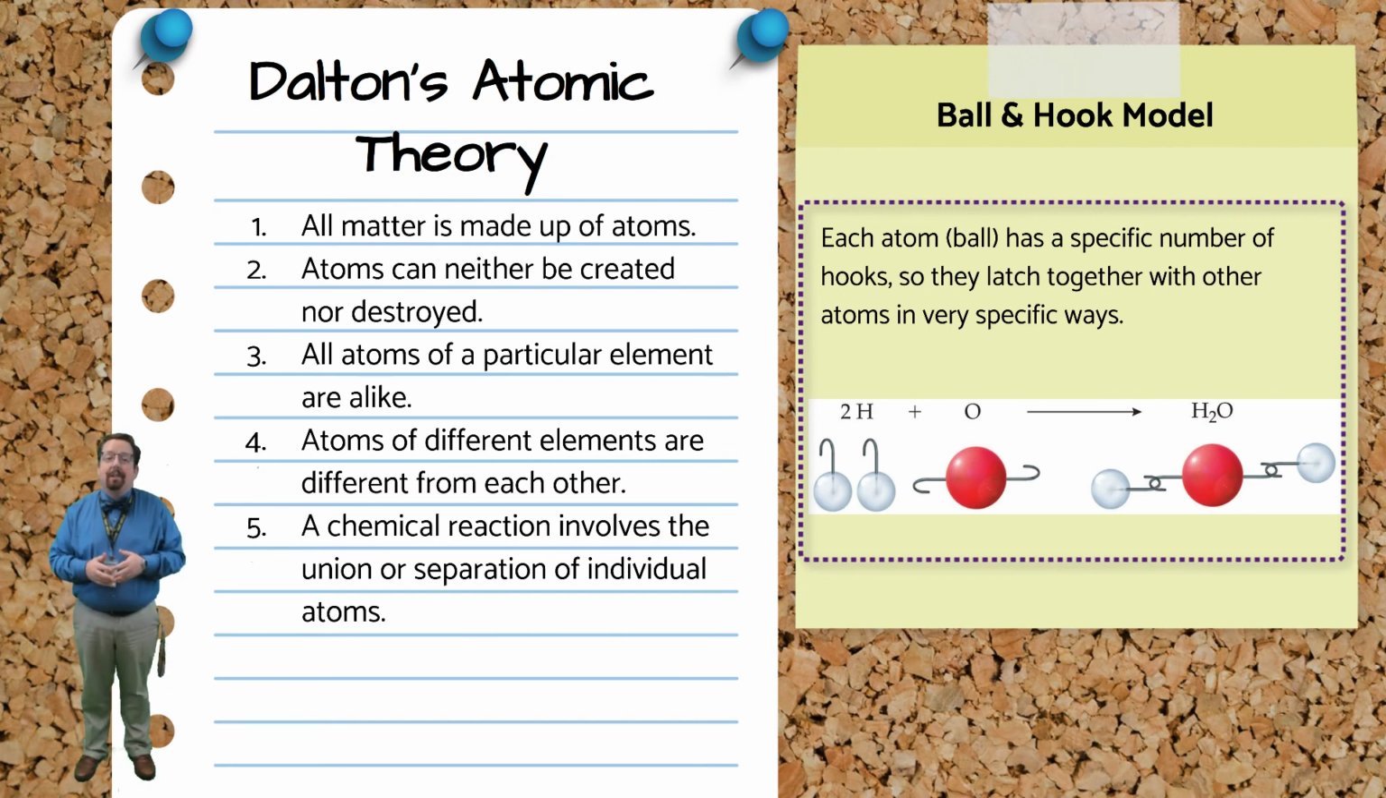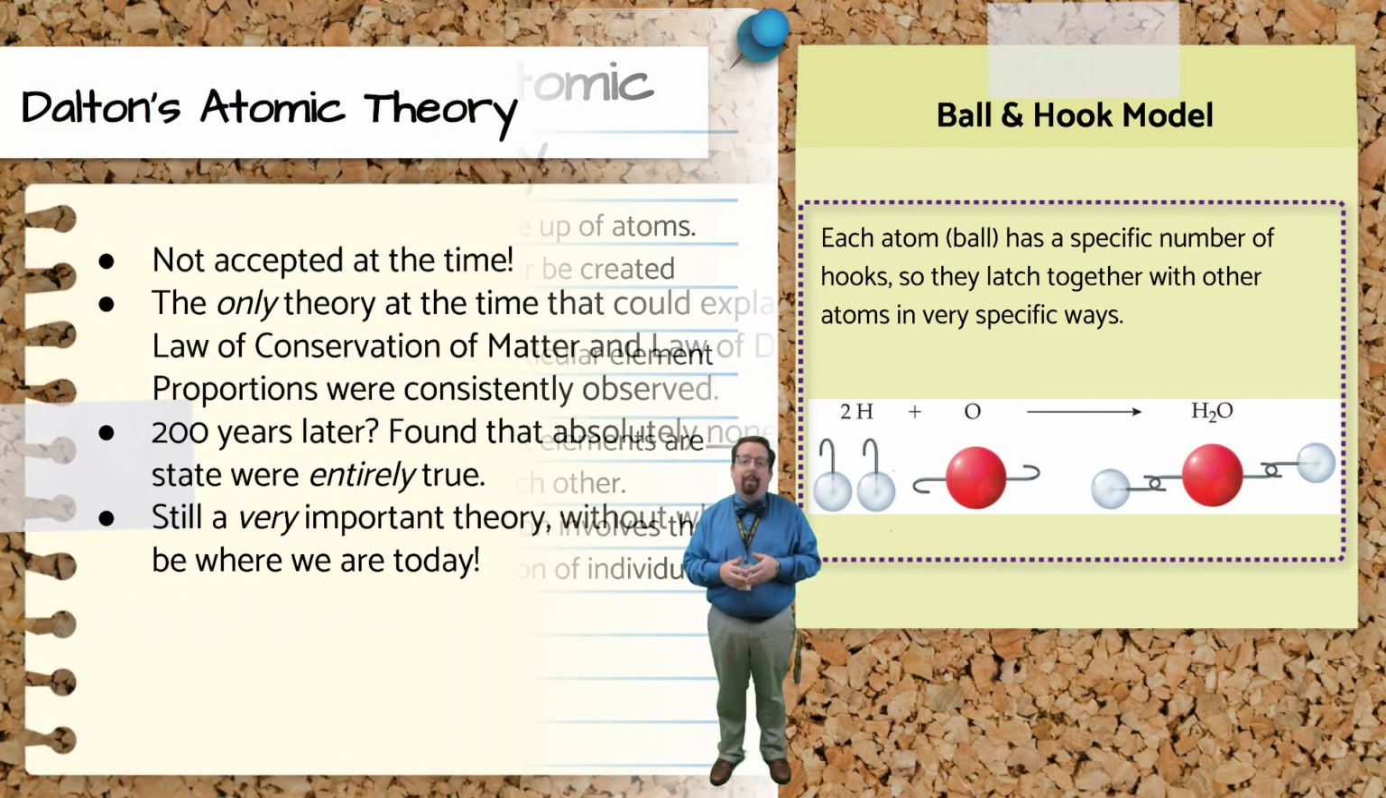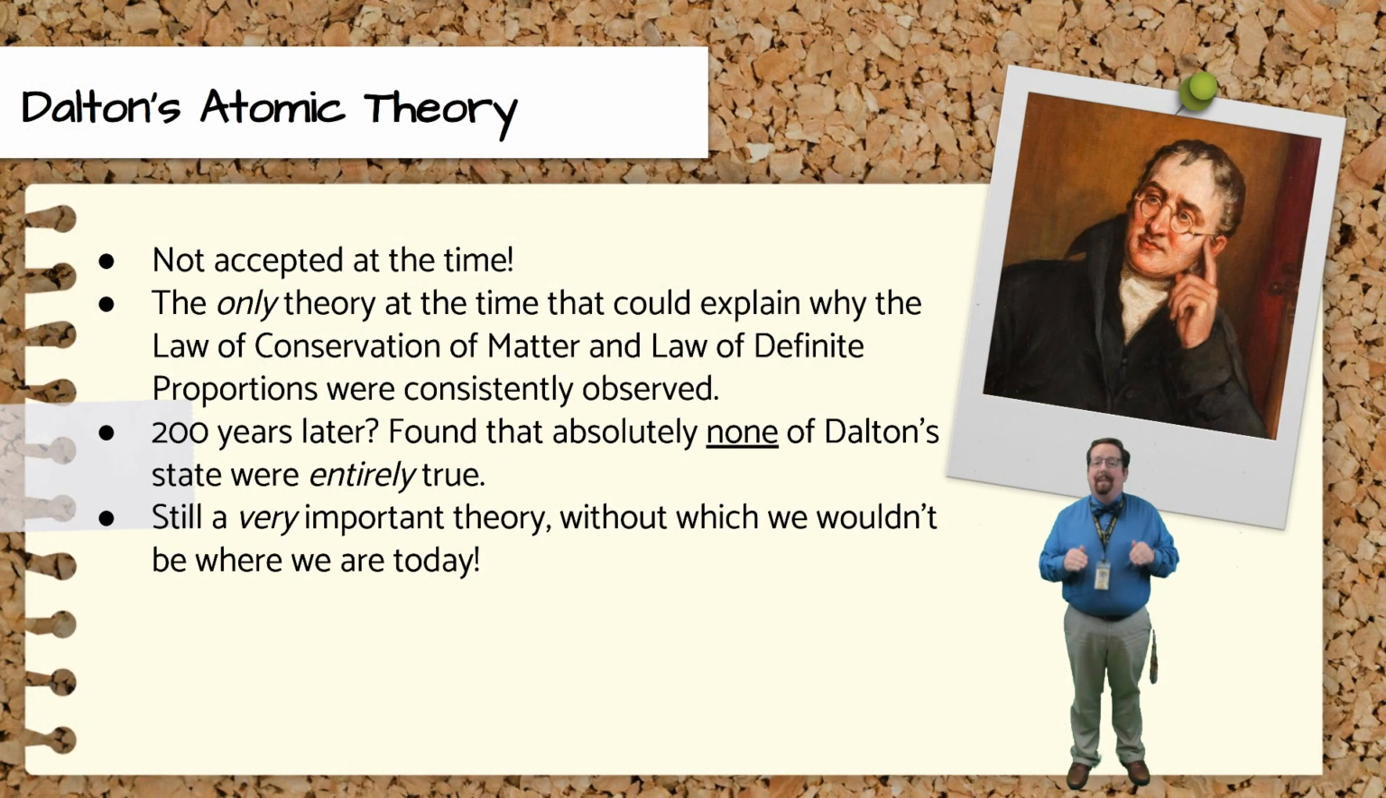For example, a hydrogen atom only has 1 hook, but an oxygen atom has 2. So it would take 2 hydrogen atoms to hook up with 1 oxygen atom to make H2O. Dalton's theory was not accepted at the time, nor would it be fully accepted for the next 100 years or so. However, at that time it was the only theory that could explain why the law of conservation of matter and the law of definite proportions were consistently observed.